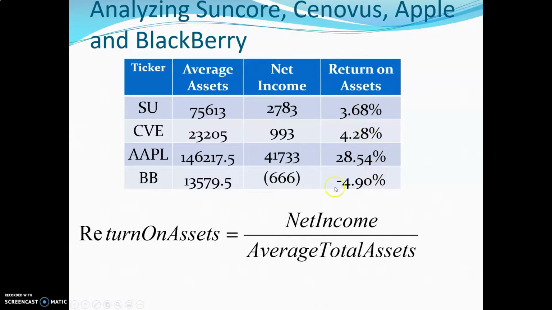Now, BlackBerry was starting to have a decline at this point, and so they have a negative return on assets. So they're not doing so hot. That also indicates that they may have to scale back. At this point they're not growing. They're probably trying to decrease or restructure.